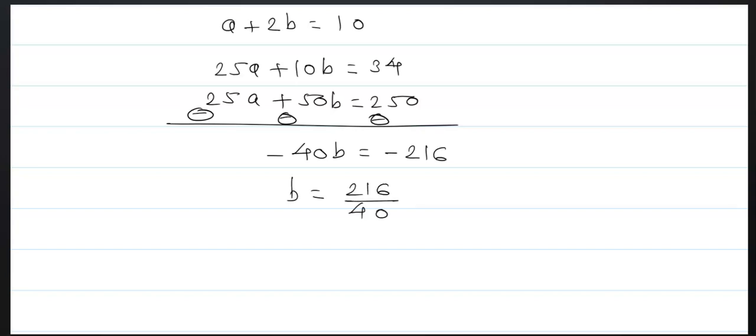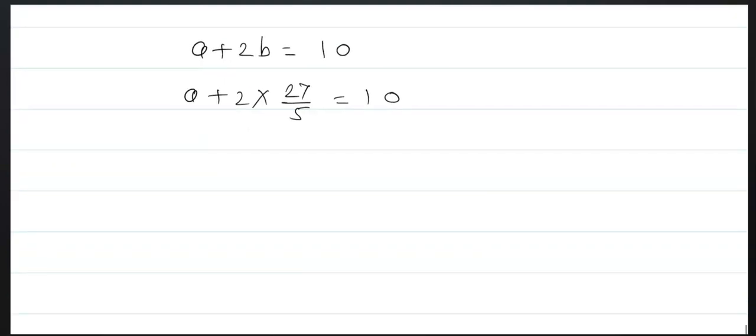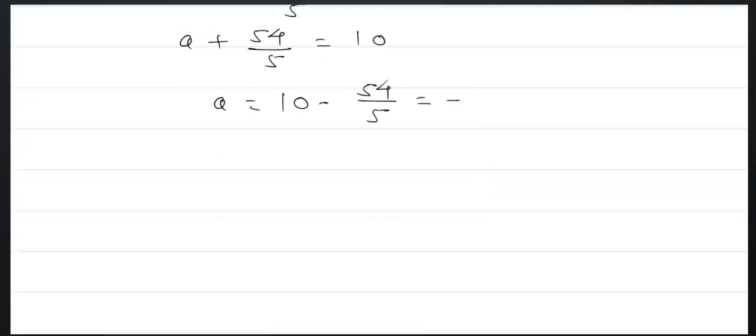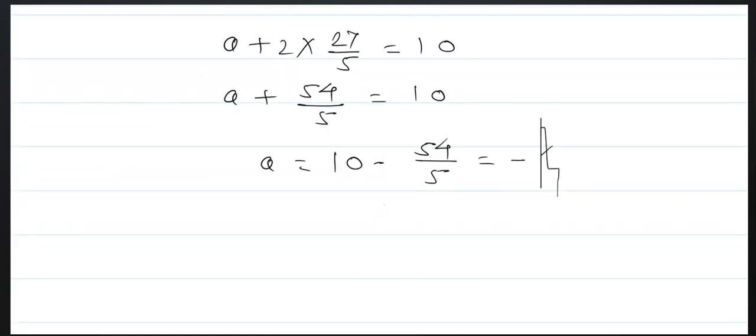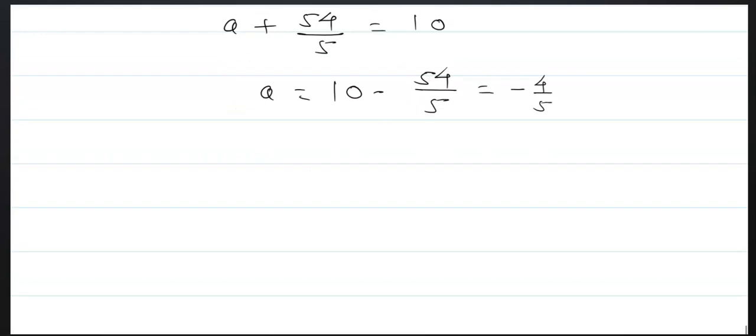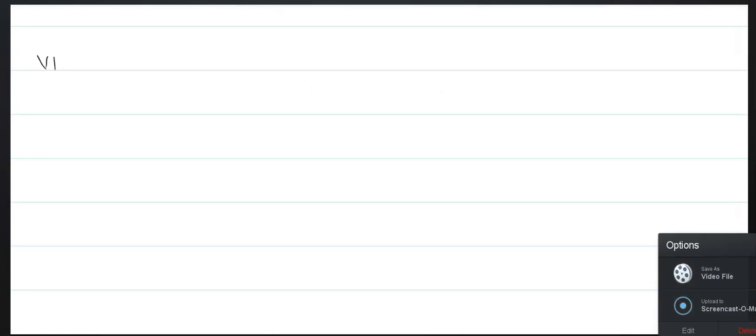Therefore, b equals 216 upon 40, that is 27 upon 5. a plus 2b equals 10. We substitute the value, then you will get the value of a equals minus 4 by 5. a is minus 4 by 5, b is 27 upon 5. Now see this again here.